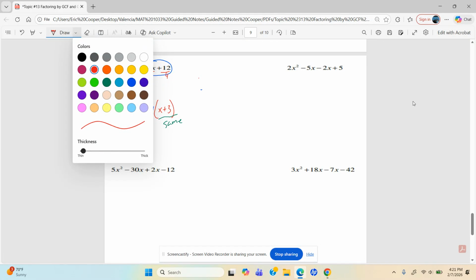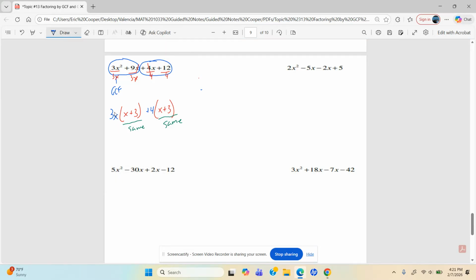To write our answer, we're simply going to take what we did as our GCFs and put them in one parenthesis, and then one of the same will be in the other. So for my final answer, I'll have 3x plus 4 in one parenthesis. Then the other parenthesis will be my x plus 3. So you can think of that as like reverse FOILing. Let's do the same for the second problem.